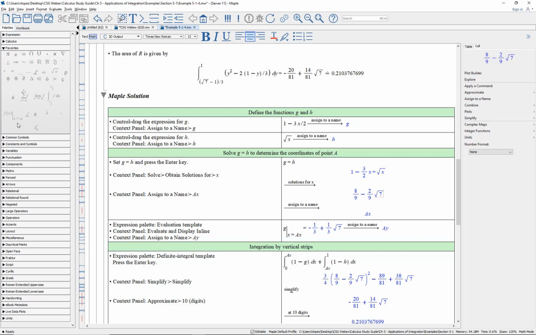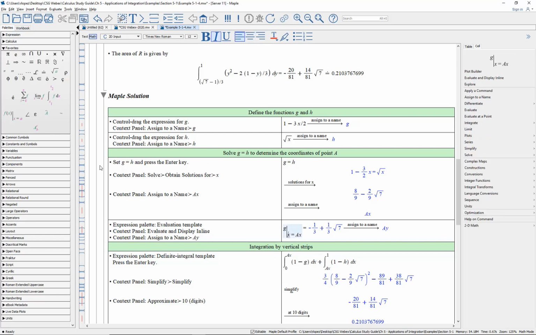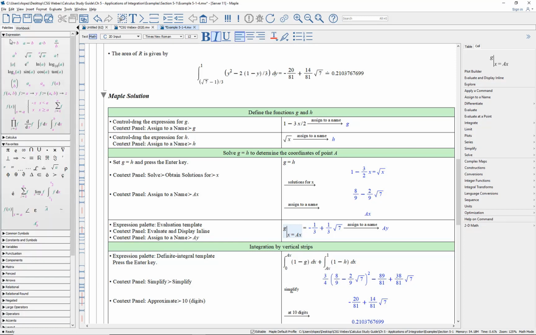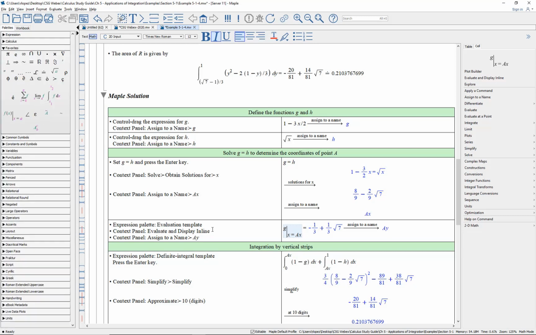So I make use of this evaluation template. It stands for the eval command. It lives up here in the expression palette. It's right there in the expression palette. You right click on it, add to favorites. That's where I got it from. So evaluate g at x equals ax. You get this number and give it the name ay.